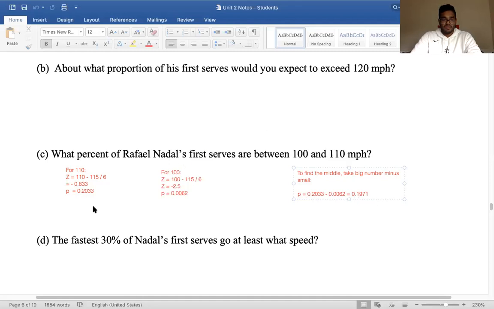So now what can we say? Let's transfer into a sentence. There is a 19.71% chance that Nadal's serves will be between 100 and 110 miles per hour.